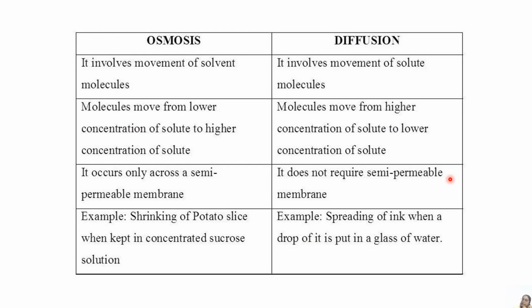In osmosis, the molecules move from lower concentration of solute to higher concentration of solute. Whereas in diffusion, the molecules will move from higher concentration of solute to lower concentration, because in diffusion we are talking about the movement of solutes. So obviously they'll be going from a higher concentration to a lower concentration, right?